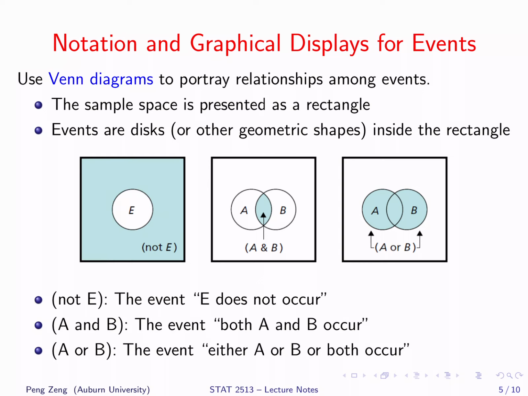The third event is A or B, which is the event containing all outcomes in either A or B. The last diagram shows A or B in green. We can see that A or B is larger than A and also larger than B. It includes the outcomes in both of them. Let's see some examples to illustrate these concepts.